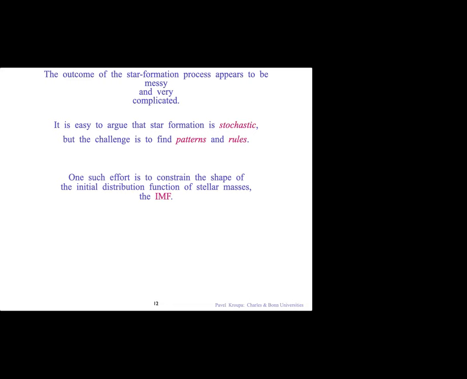The question is, is it fluctuating wildly, or is there a distribution function which does not vary? Or if it varies, is there systematic variation with physical conditions? And this has, of course, profound implications for our understanding of the very high redshift universe, as well as understanding how galaxies and star clusters evolve.